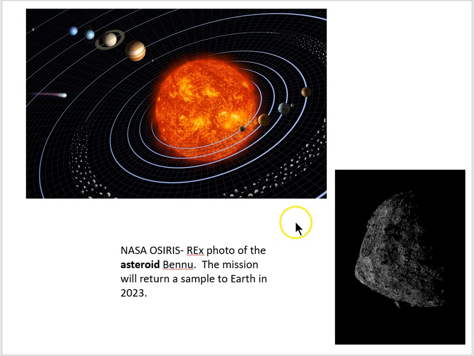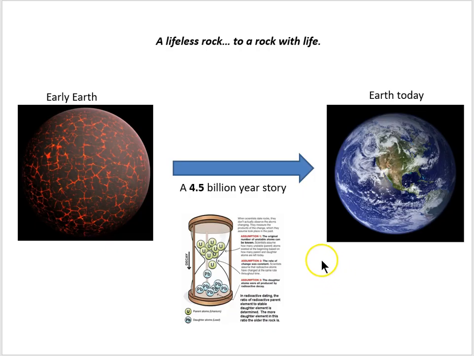In fact, NASA is sending a mission to one of these asteroids, Bennu, and that mission will return a sample of this asteroid back to Earth in 2023, and so we'll have an opportunity to measure the age of this asteroid. The existence of radioactivity allows geologists to give us a time scale for our story. Our story is a 4.5 billion year story from the origins of the solar system and our Earth until the Earth today.